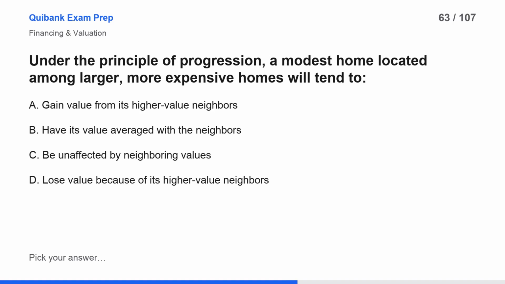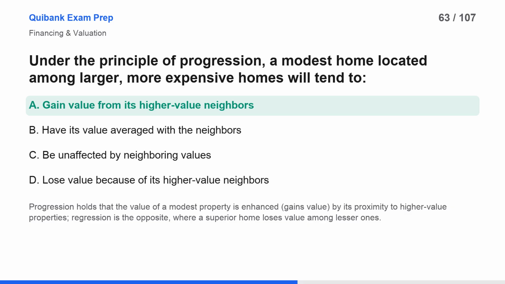Question 63. Under the principle of progression, a modest home located among larger, more expensive homes will tend to A. Gain value from its higher value neighbors. B. Have its value averaged with the neighbors. C. Be unaffected by neighboring values. D. Lose value because of its higher value neighbors.